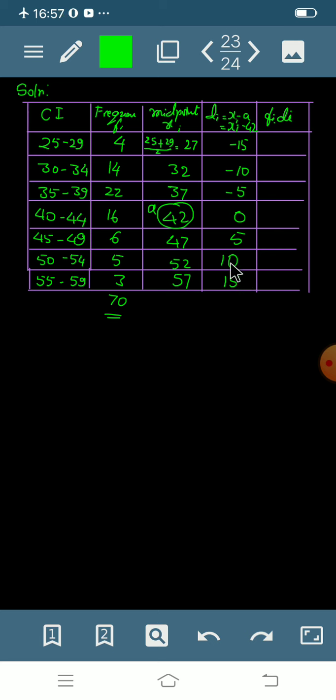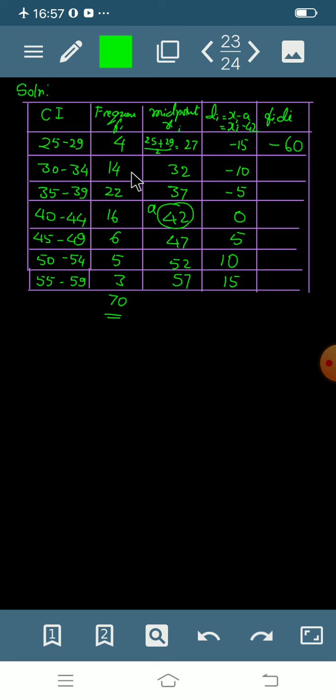Now, the last column must be filled up. How? We have to multiply this column by this column. 15 fours are how much? Minus 16. No, minus 60.